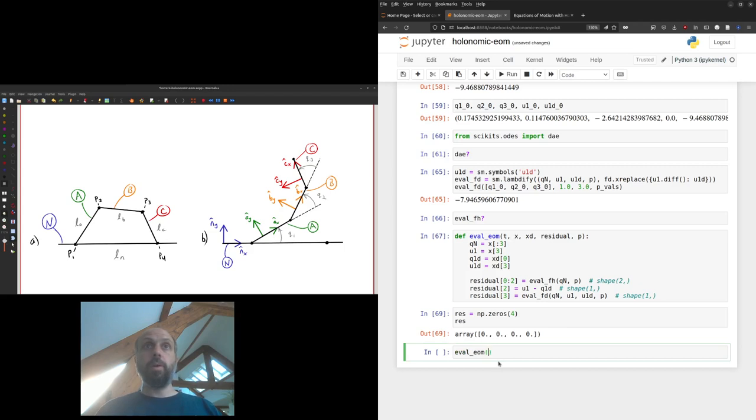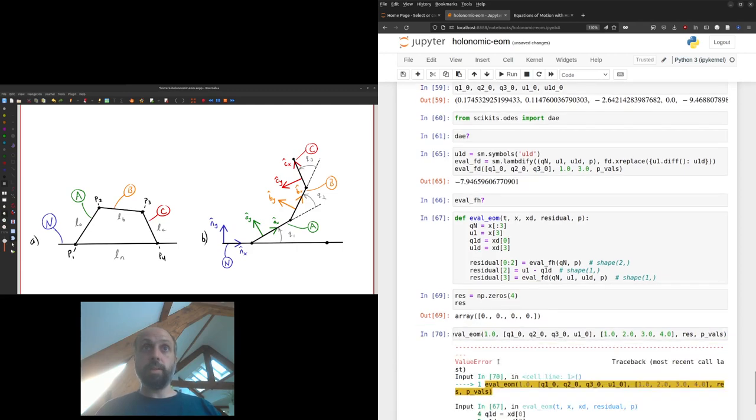Eval eom, some arbitrary time value. Let's give it q1 0, q2 0, q3 0, and u1 0 as the state. And then I've got to get u2 dot and u3 dot here too, I guess. I'm just going to put in some numbers though, just to test this, and we'll come back to that. So it takes 4 for xd, it takes the residual, and it takes p vals. If I run that, we get an error.